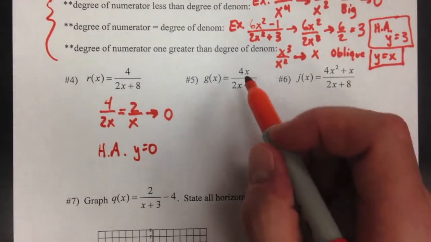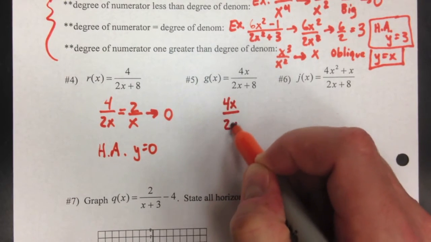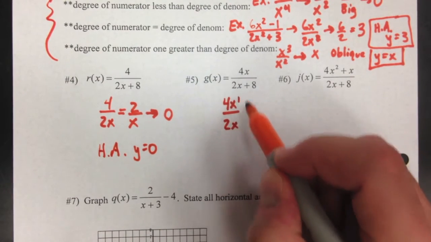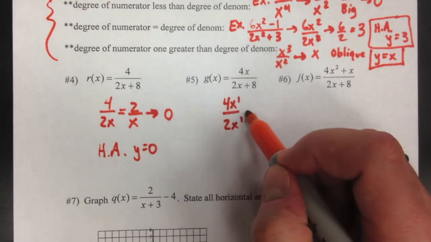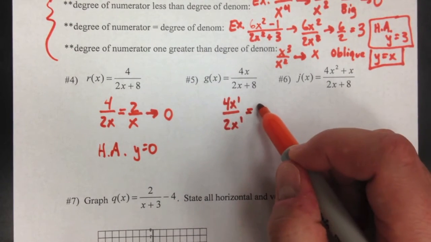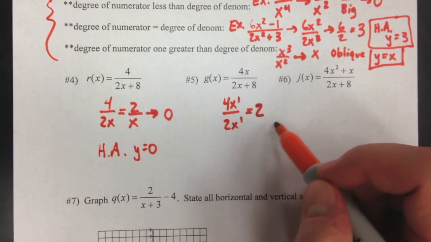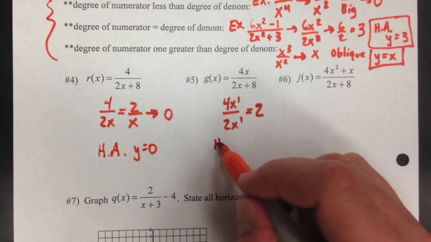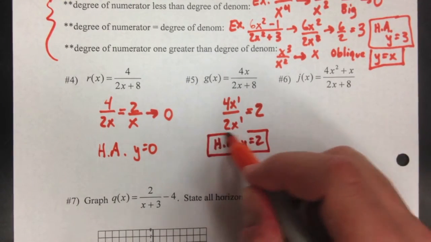Now, number 5, look at the lead terms, 4x, 2x. They have the same degree. They're both x to the first. Now, what we can do is simplify that. 4 divided by 2 is 2. X to the first divided by itself is just 1. So what we get is a horizontal asymptote of y equals 2.